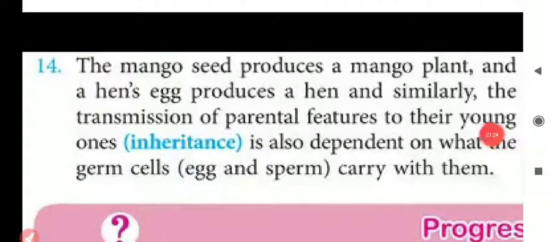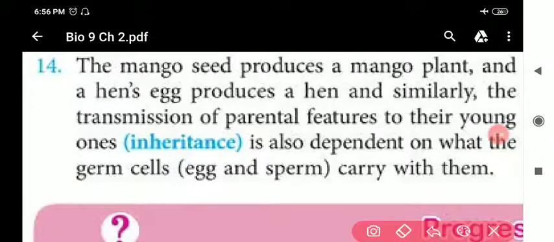Mango seed. See next point, mango seed produces mango plant. Hen egg produces hen. Clear? So, all such are the examples of this point, the last topic of this chapter.